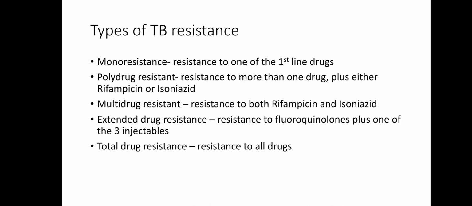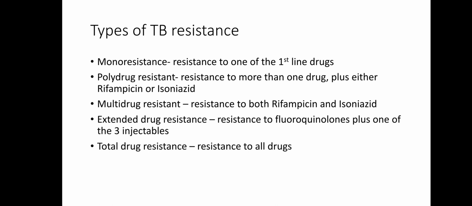So types of TB resistance, we have monoresistance. As the name suggests, the TB is resistant to one of the first-line drugs. Polydrug resistant means it's resistant to more than one drug, usually either rifampicin or isoniazid, but not both. Multi-drug resistant, the TB is resistant to both rifampicin and isoniazid. So you have to go for the second-line drugs.